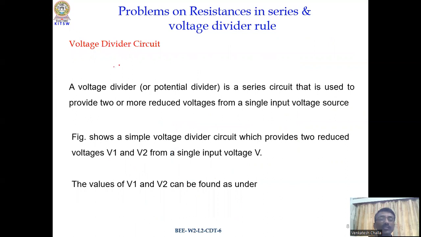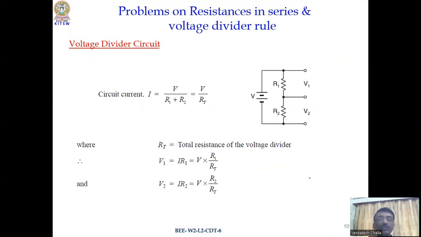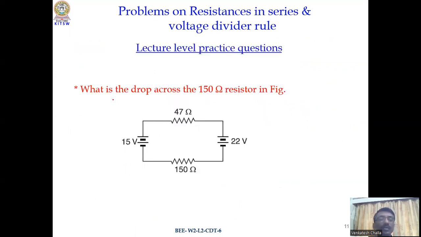So voltage divider circuit, we know that in case of a voltage divider circuit, the total voltage is divided into small portions V1, V2 across R1 and R2. And we have seen these equations. So let's solve a problem. What is the drop across the 150 ohm resistor in the figure given? You can see here 15 volts, 47 ohms, 22 volts, 150 ohms, and there is only one closed path, that's all.